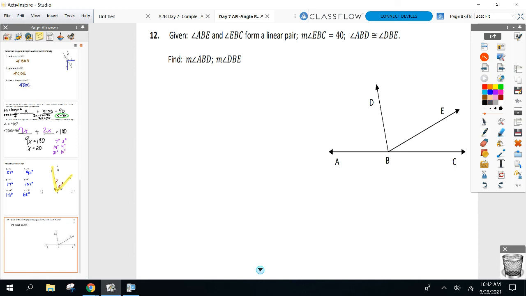Read the directions. Everyone see ABD and DBE are congruent. Put your markings on your diagram. Go ahead. Put your markings on. ABD congruent to DBE. They have the same measure, and ABC is a straight line. Angle EBC is 40. All right, see what you can do. Try to find those other two angles based on what we've talked about today.